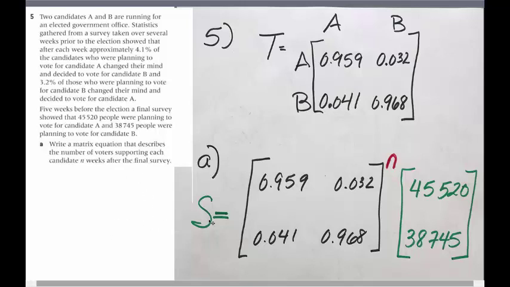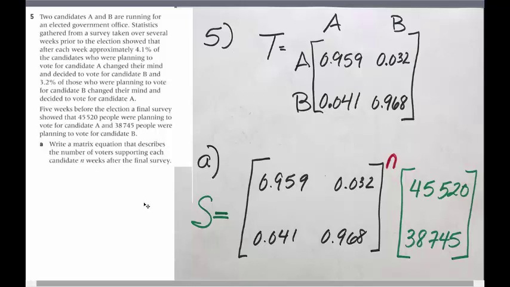And so here we actually have an equation that we should set out. And so S for the number of supporters would equal our transition matrix times our initial value of people that we know from our survey. And they're asking you to write this equation representing n weeks after the final survey. So we have to the power of n, which we can replace once we know how many weeks that we're interested in looking at.